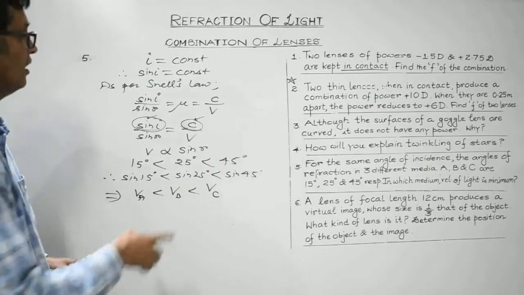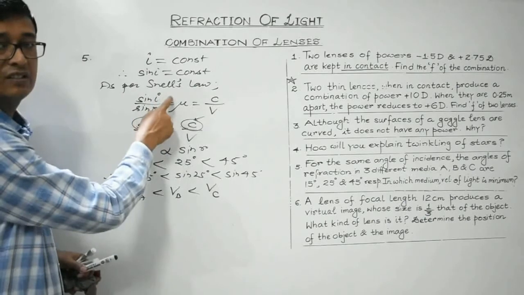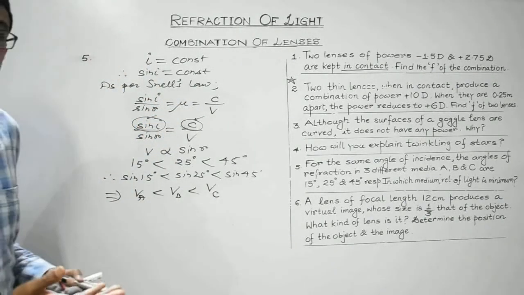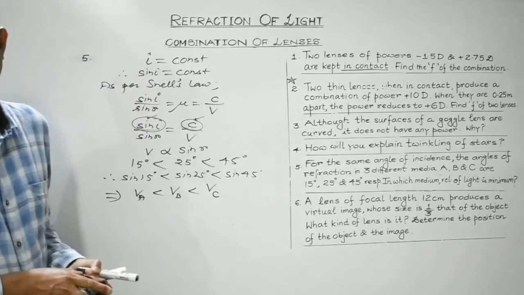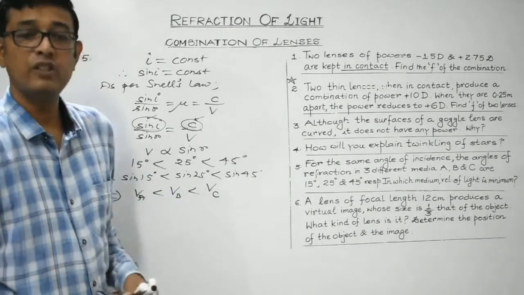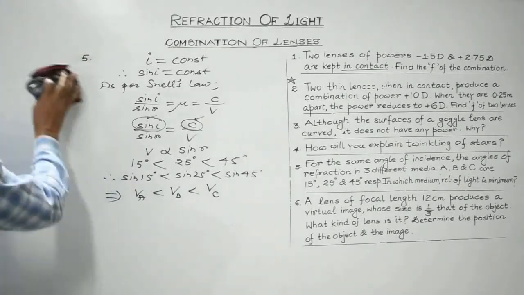So this question can be done using Snell's law, right? It states that the ratio of the sine of the angle of incidence to the sine of the angle of refraction is constant, which in turn is equal to the ratio C by V. Okay students, the fifth question is also done. Now let's proceed with the last one, the sixth question.